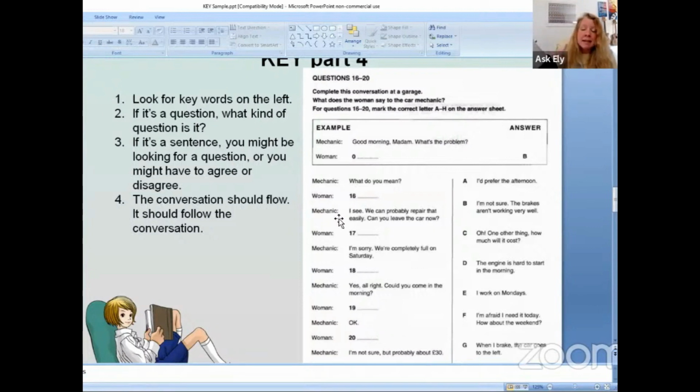Now the mechanic says, "I see, we can probably repair that easily. You can leave the car now." Oh, sorry, can you leave the car? I was looking at two things. Can you leave the car now? Yes, I can. I see, we can probably repair that easily. Can you leave the car now? Right, there's the question. Can you means yes or no, right? Can you do it? Can you leave it?